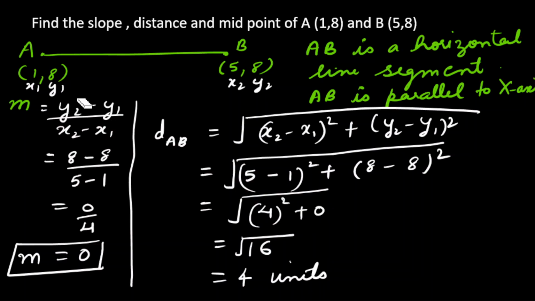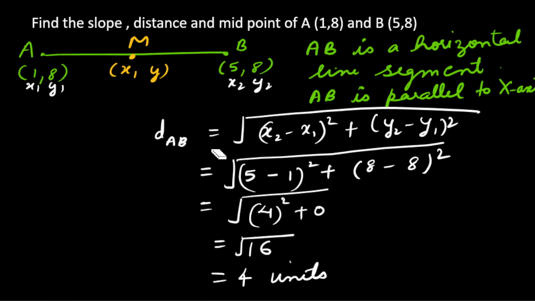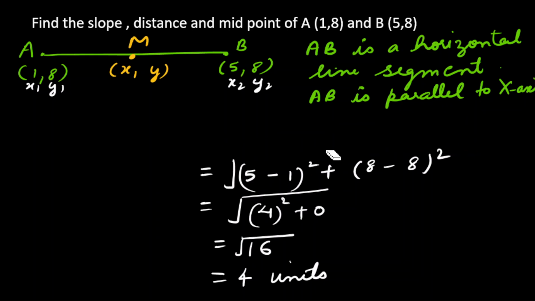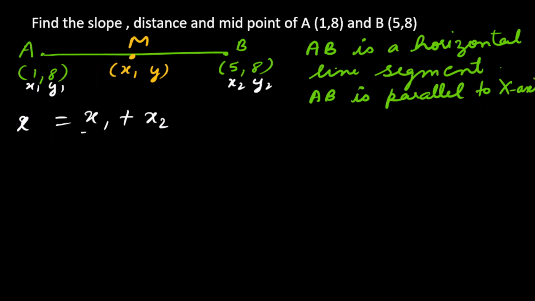Now we have to find the midpoint. Let us assume M as the midpoint of line segment AB. The coordinates of M are x, y. So let us find the coordinates of the midpoint. The x coordinate we can find by using the x formula, and the y coordinate we can find by using the y formula of the midpoint. So x is equal to x1 plus x2 by 2. x1 is 1, plus 5 by 2. So 6 by 2 is equal to 3.